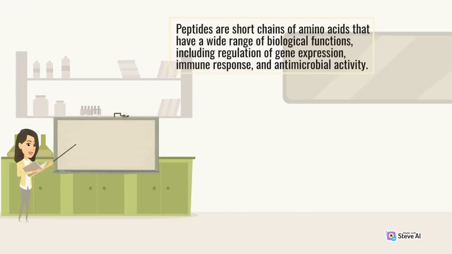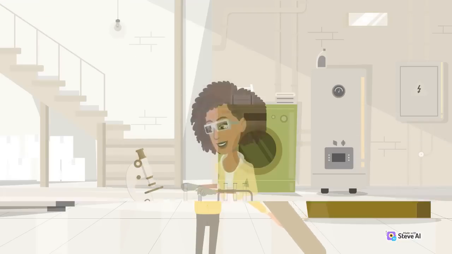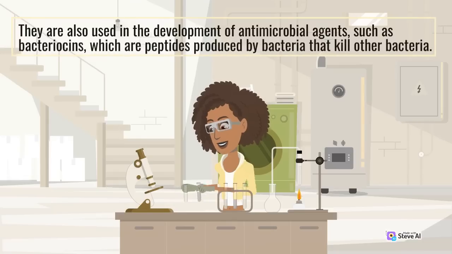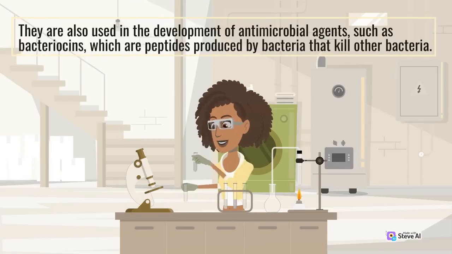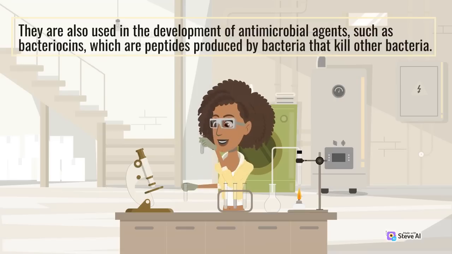Peptides are short chains of amino acids that have a wide range of biological functions, including regulation of gene expression, immune response, and antimicrobial activity. Peptides are used in the production of drugs, such as insulin and hormone therapies. They are also used in the development of antimicrobial agents, such as bacteriocins, which are peptides produced by bacteria that kill other bacteria.